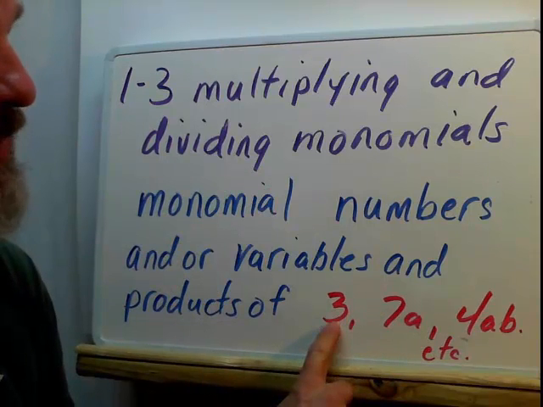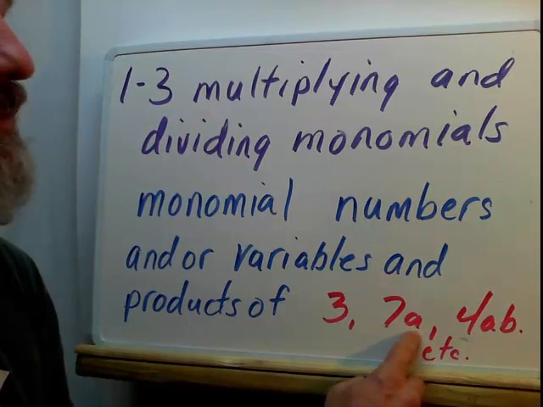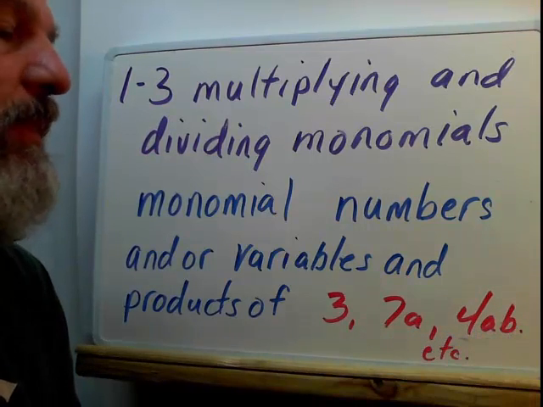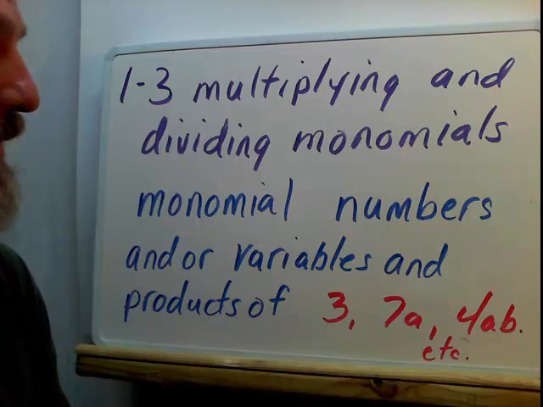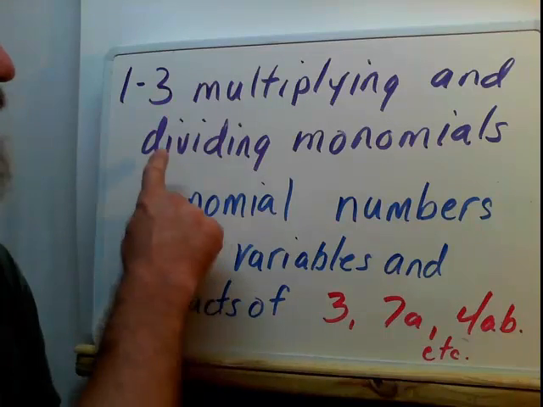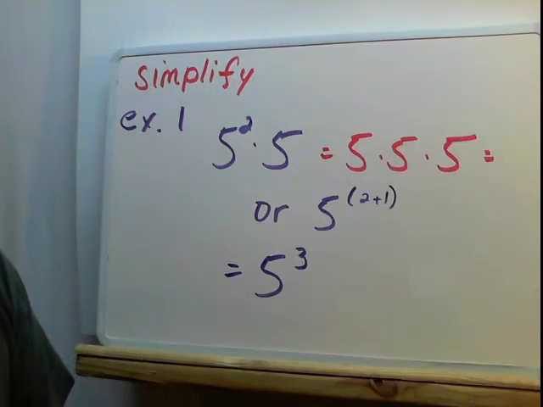So for example, 3 would be a monomial. 7a, or 7 times a, is a monomial. Or 4ab, which would be 4 times a times b in mathematics, is a monomial. These are all monomials, and we're going to learn how to divide and multiply. Example number 1, our instructions are to simplify.